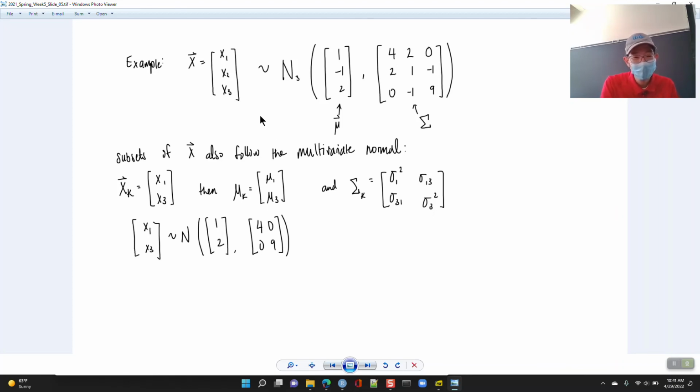And if you were to subset any of these things, right? If we make a subset of this vector where we have just the first and third elements, then we can take subsets of this resulting thing, and it would also follow a multivariate normal. If I delete the middle element of each of these, the resulting vectors would still follow a multivariate normal, now with mean 1, 2, and this variance matrix 4009.